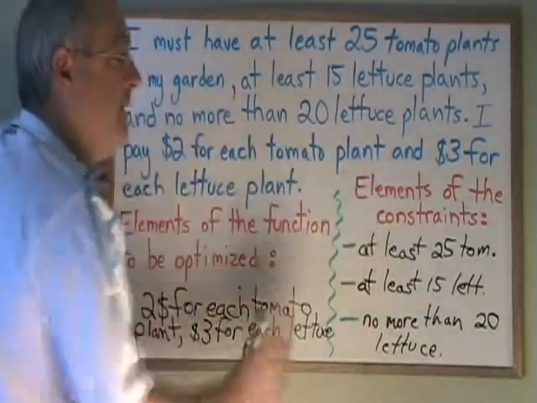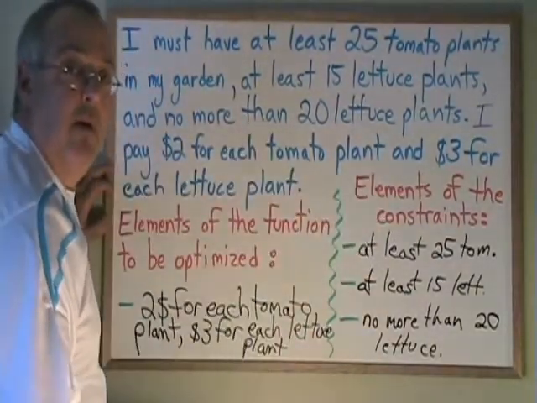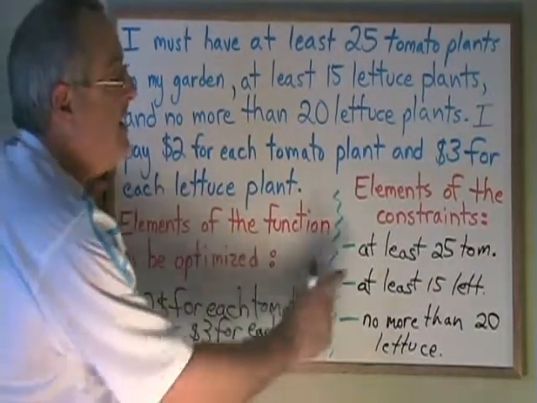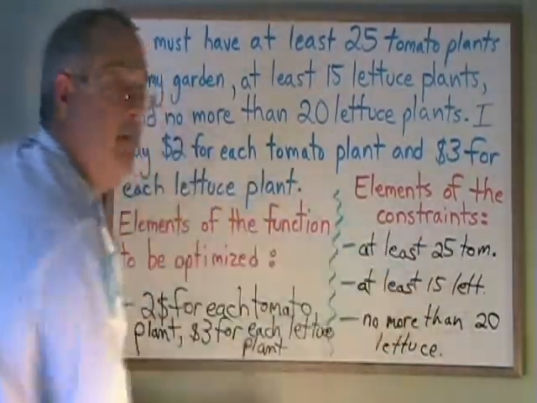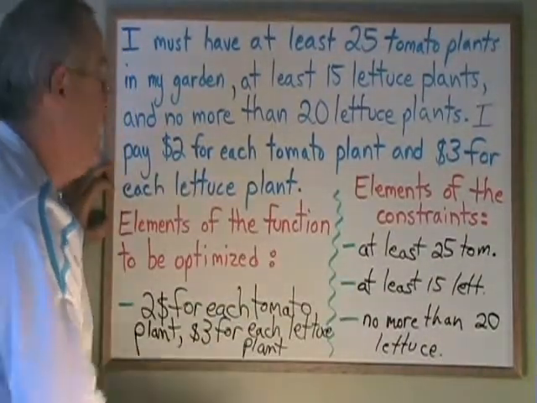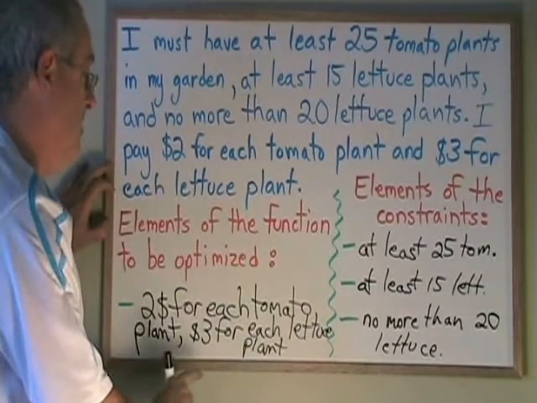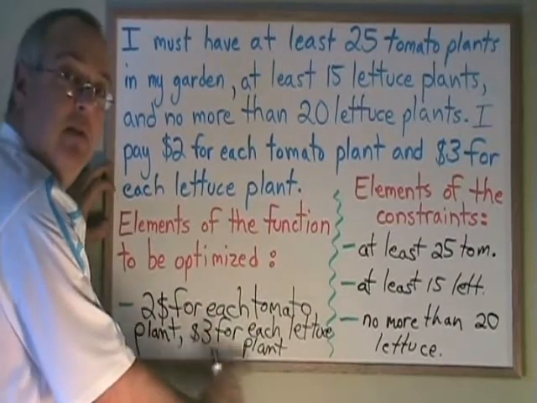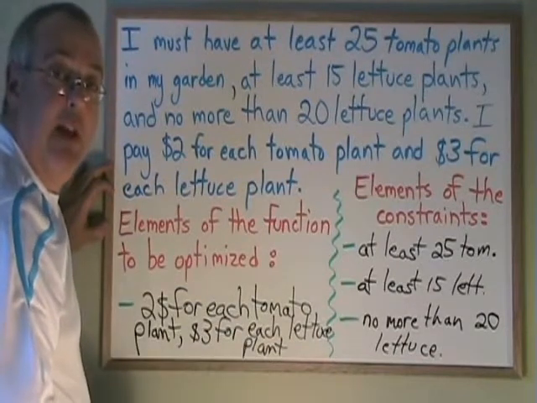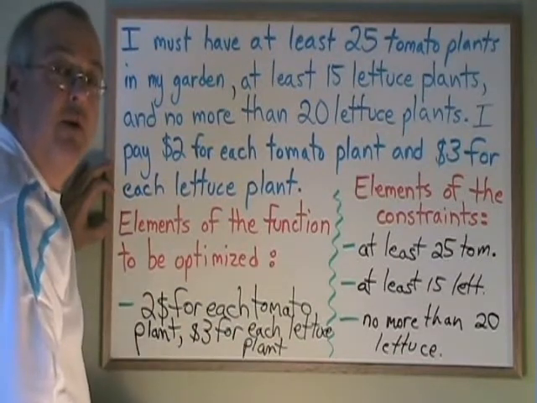Remember, the elements of the constraints does not require you to translate these into inequality equations. It just asks you to repeat the elements in point form that will be translated later into inequalities. The elements of the function to be optimized does not ask you to make the function, it asks you to repeat the information that you will use later to translate into the function to be optimized.